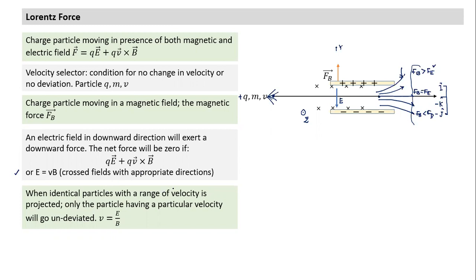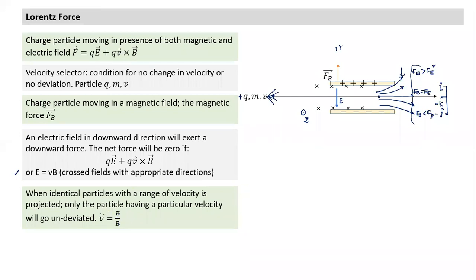If we have a range of velocity, since magnetic force depends on velocity, its magnitude will be less on a slower moving particle, and it will be higher in a faster moving particle. Only those particles which have velocity given by v equal to E by B will go undeviated.